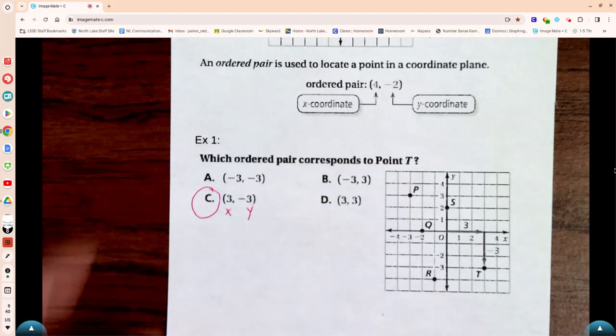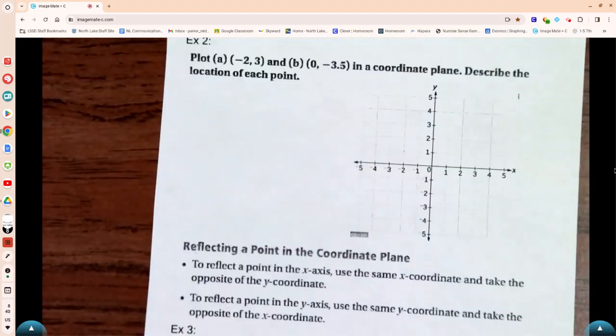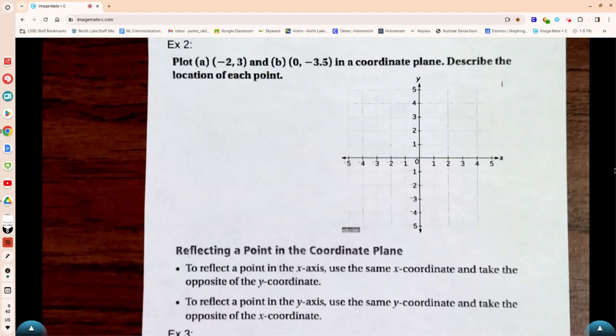Awesome. We're going to move into the next section, which is now reflecting. Nope, sorry, we're not going to reflect yet. I lied. We're going to do a few more examples. We're going to plot some more points to get a little more practice, and then describe the location of each point. By describe the location, what that means is tell us which quadrant it is in.